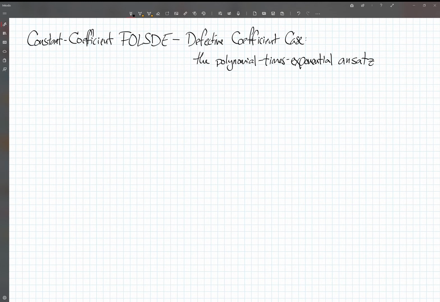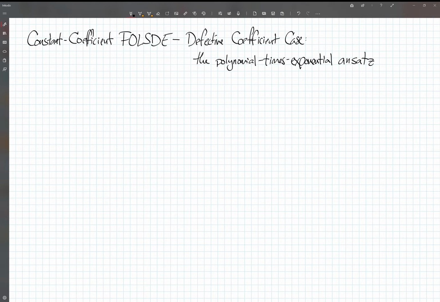We already know how to solve constant coefficient homogeneous FOLSDEs if the coefficient matrix is non-defective. What we're going to talk about now is how to handle the defective case. And this video has a subtitle, which is the polynomial times exponential ansatz. Now, unless you speak German, that word ansatz will be new to you. We'll talk about it in a minute.